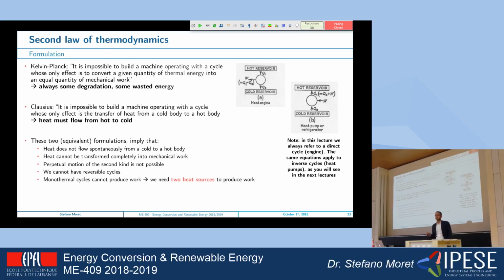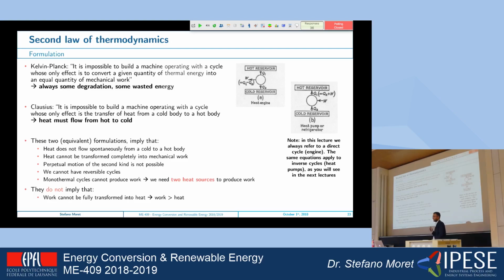So, what does the second law of thermodynamics tell us? It tells us that heat does not flow spontaneously from a cold to a hot body. It tells us that we cannot transform heat completely into mechanical work. And so we cannot have reversible cycles, ideal cycles. There are always some losses. We cannot have perpetual motion of the second kind. We cannot have a machine that goes on forever without continuing to add energy. And another consequence is that if we want to produce work, we need two heat sources. We cannot produce work if we have only one heat source.